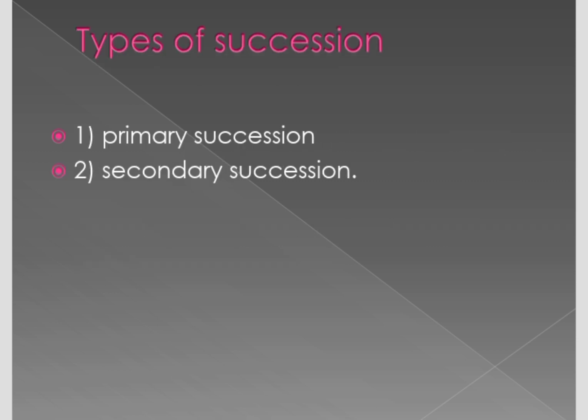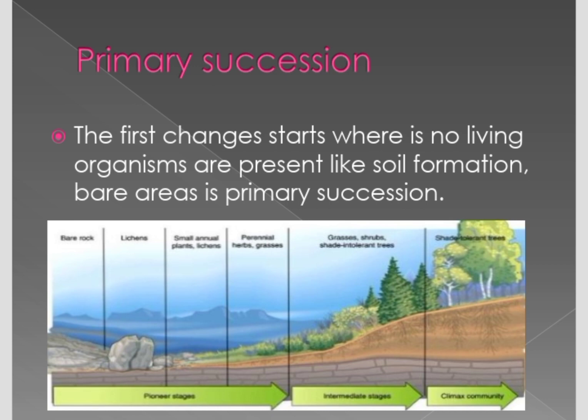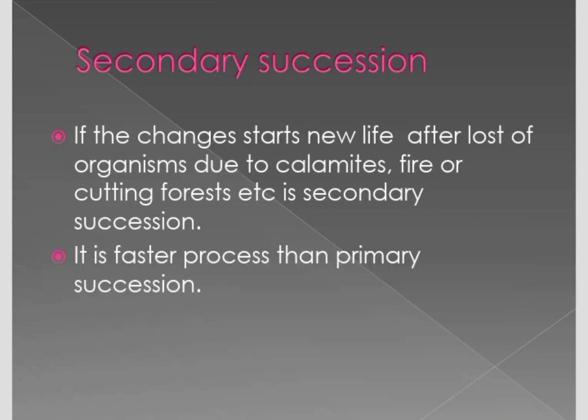There are two types of succession. Those are primary succession and secondary succession. What are these primary and secondary successions? Let us discuss them one by one. First, coming to primary succession, that is the first changes that take place. The first changes start when there is no life or no living organisms present in the environment, like rocks weathering to produce soil, and those bare areas we call primary succession. It's in the diagram. So, pioneer stages where the rocks weather to produce the soil and later the life will start. This is primary succession.